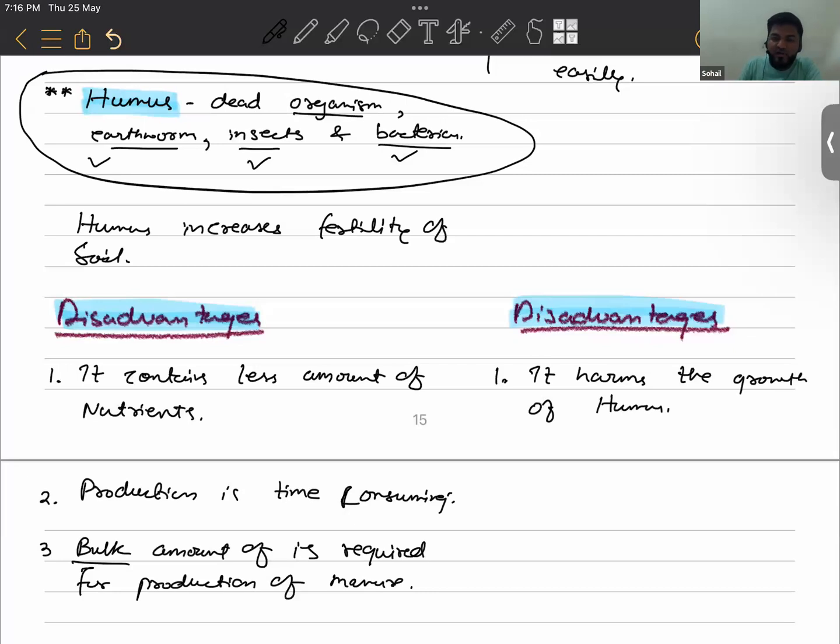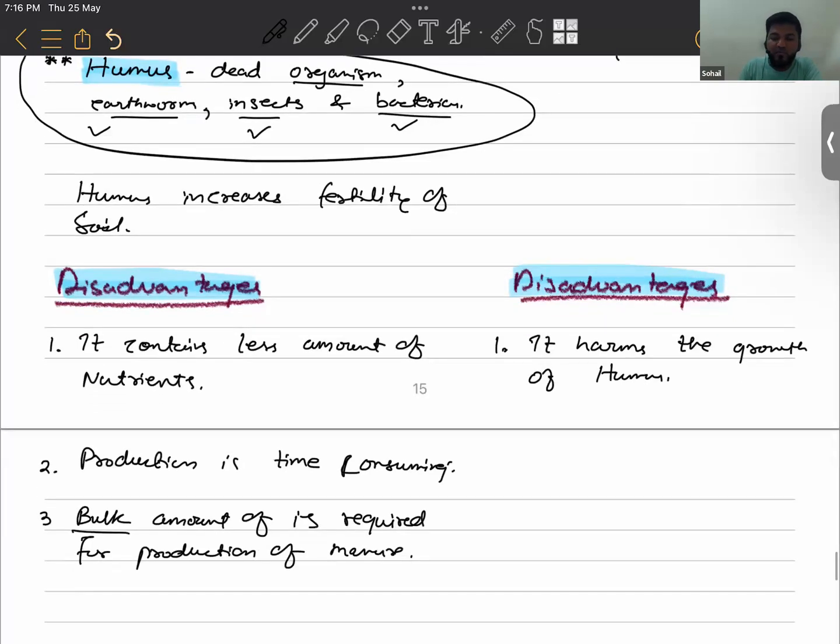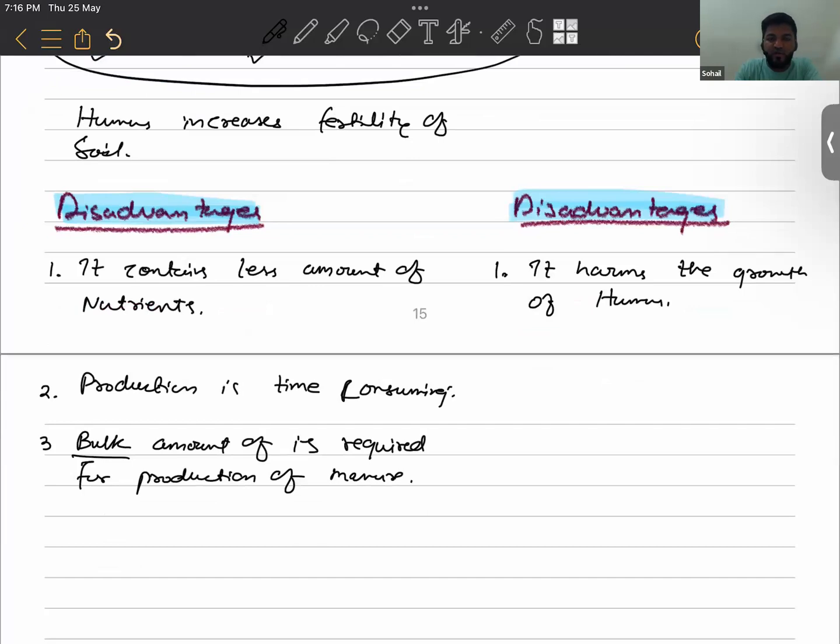Okay, and what about the water holding capacity of soil? Does it have an impact on that also? Does it promote the water holding capacity? No. So another disadvantage is that it does not promote the water holding capacity of soil.